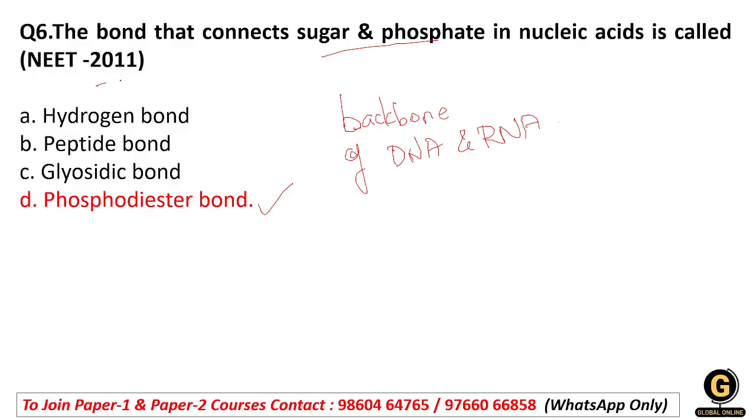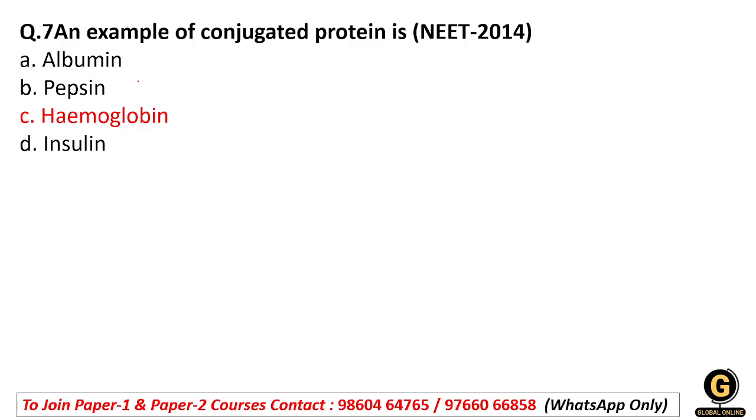This was asked in the year 2011. Next. An example of a conjugated protein is, and the options given are albumin, pepsin, hemoglobin and insulin. So the answer is hemoglobin, because it is a protein with a non-protein prosthetic heme group. What does hemoglobin have with it? Having a heme group in it.